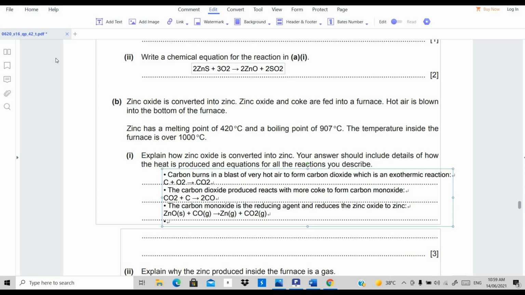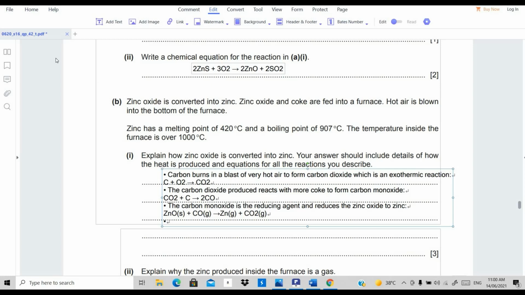reaction. I explained this in the previous blast furnace question also, for the previous paper, 0620 paper 43, May June 2016. What happens in an exothermic reaction? It releases a lot of heat energy. Okay, that is how the heat is produced.